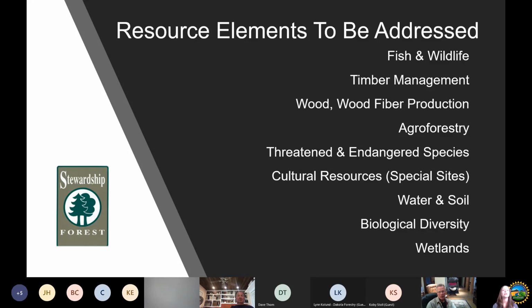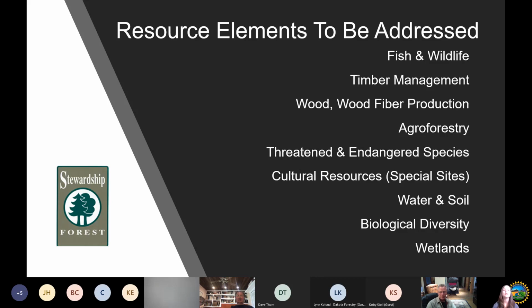So if you have cattle and you're grazing in the same area that you have trees growing, that's what agroforestry can be. Threatened and endangered species reviews are required, just to make sure that we're not endangering species further that are on those lists, since those are federal lists. Cultural resources and any special sites. Now, special sites don't necessarily have to be cultural resources.